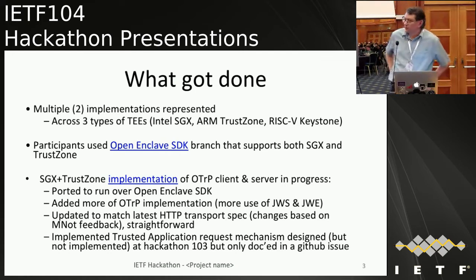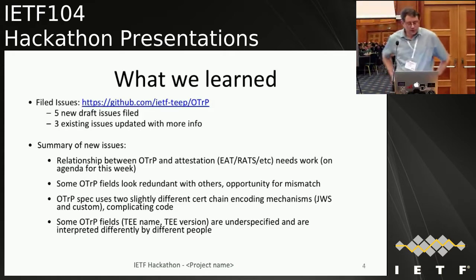And we updated it to match recent feedback from people like Mark Nottingham. And we implemented another mechanism that was designed in the middle of last hackathon that hasn't made it into the spec yet. It's just documented in GitHub. So design in progress. We filed a number of new issues. They're tracked in the GitHub on the issue tracker for the draft. And there's a summary of the issues which we will talk about in the OTrP working group.